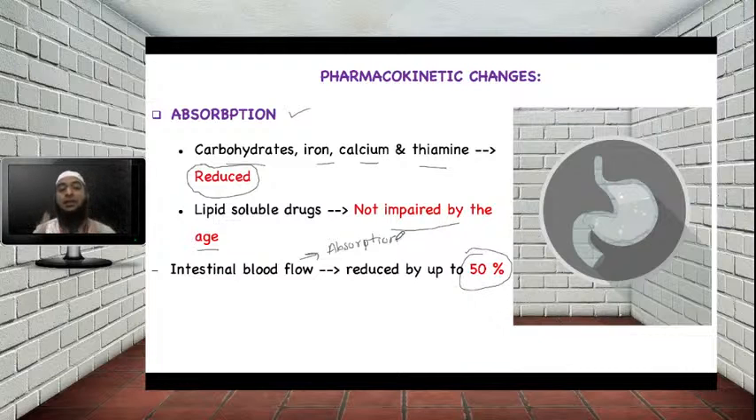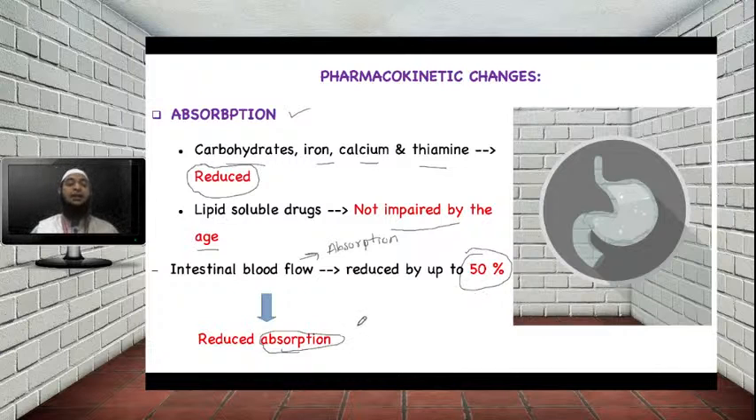Now if there is a decrease in blood flow by 50%, then proportionally there is also a reduction in the absorption of the drug. If there is a 70% reduction in the intestinal blood flow, there will be a 70% reduction in the absorption of the drug, and accordingly the drug will attain less plasma concentration in the blood. And if there is less plasma concentration, there will be less therapeutic outcome.